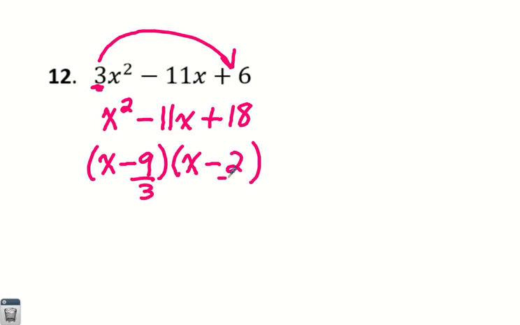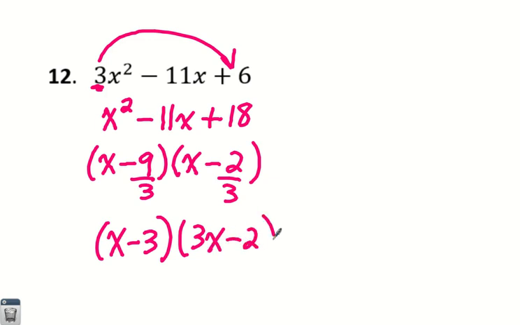Time for the Phoenix to rise from the ashes back to life. So bring that 3 back in. And this is just going to be a 3. And this does not reduce, so the 3 bumps up. And so let's just jump to the final answer here. And that should be the final answer.